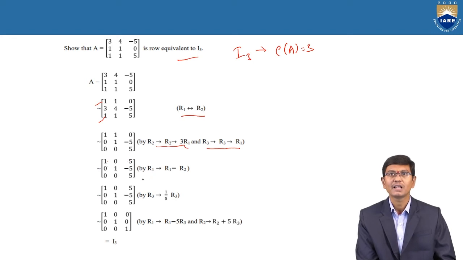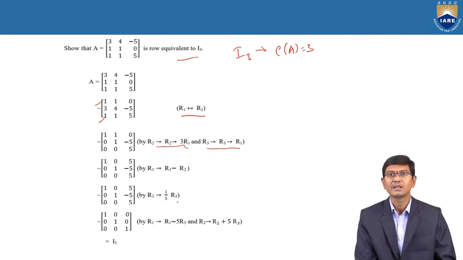The second row and third row, we are not going to change any conditions. Therefore, the same values: 0 1 minus 5, 0 0 5. And again, here we are dividing R3 by 5, that is 1 by 5 into R3. Therefore, the matrix is changed to 1 0 5, 0 1 minus 5, 0 0 1.